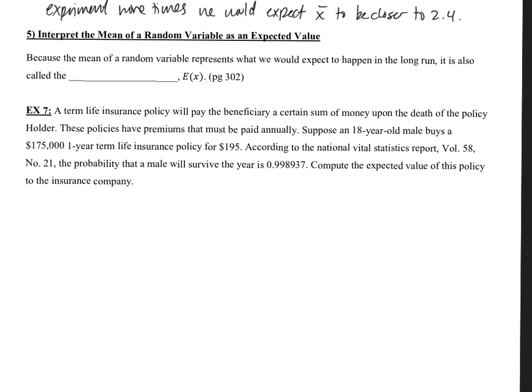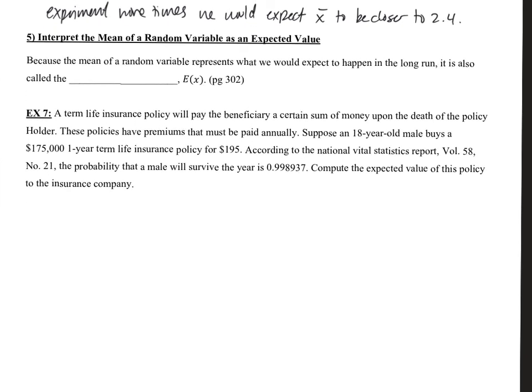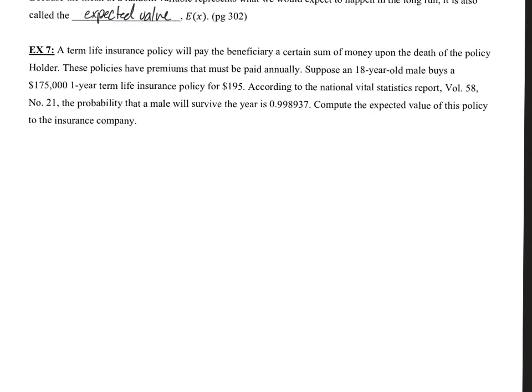Let's take a look at objective 5. Because the mean of a random variable represents what we would expect to happen in the long run, it is also called the expected value. All right, example 7. A term life insurance policy will pay the beneficiary a certain sum of money upon the death of the policy holder.